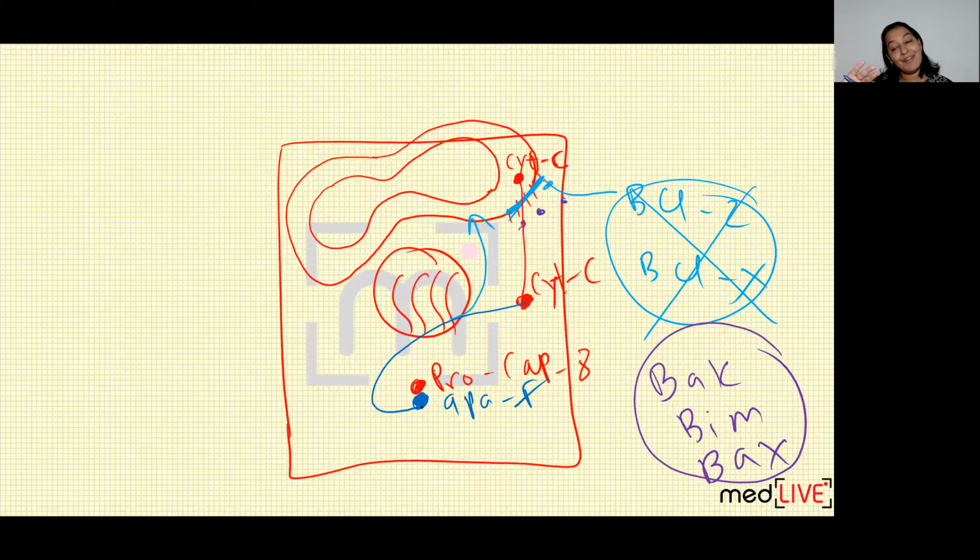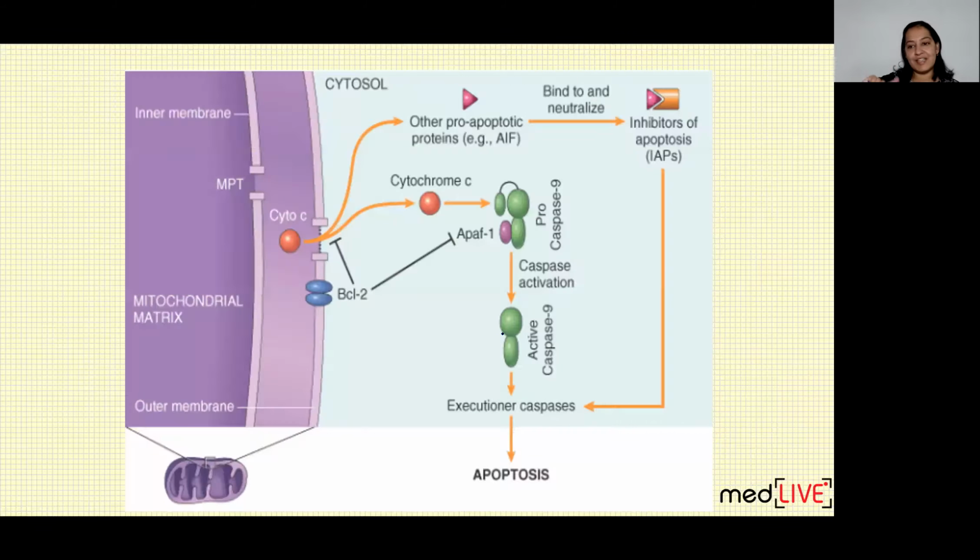Cytochrome C will separate APAF1 from procaspase 9, so procaspase 9 will get converted into caspase 9 and get activated. So this is the whole mechanism. I will show you in the diagram. This is a diagram from Robbins and Cotran.